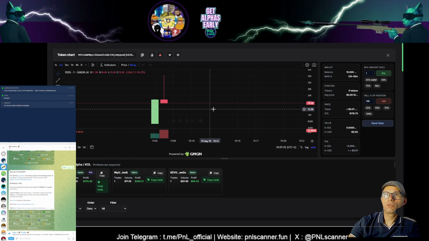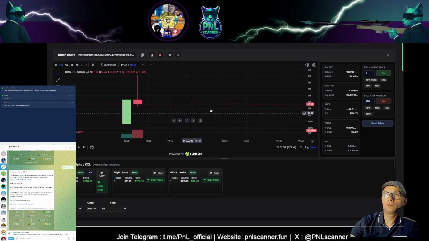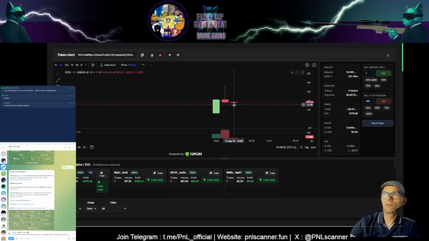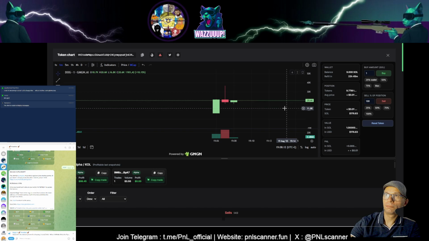So here is another trade, and what's this one going to do? Okay, I like the way that this goes, and if it doesn't rug immediately, like now it's at 15k, yeah, I'll buy one SOL here.